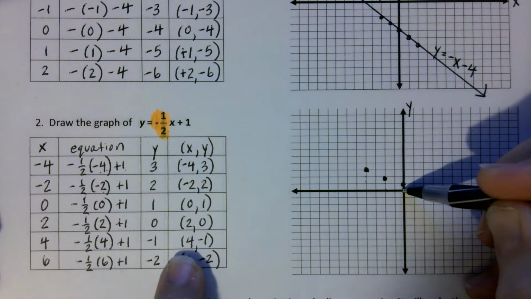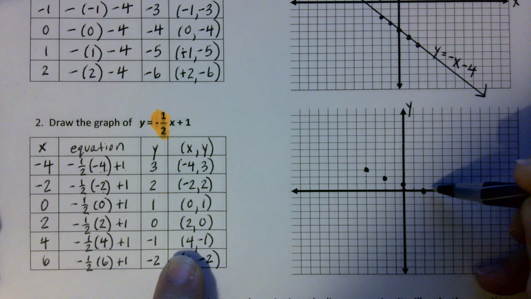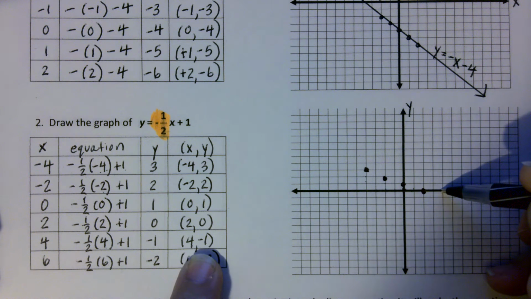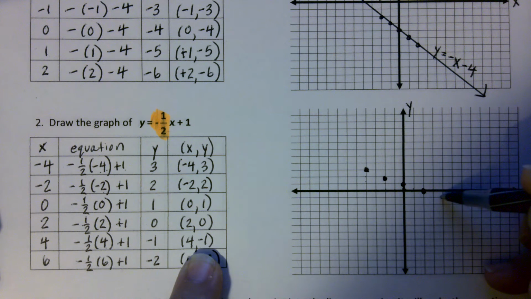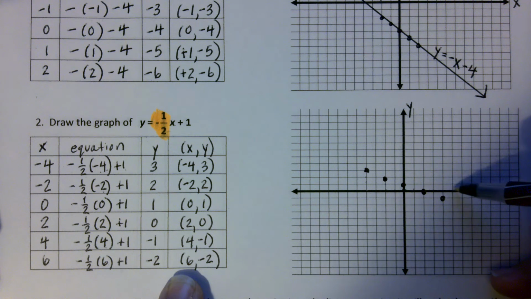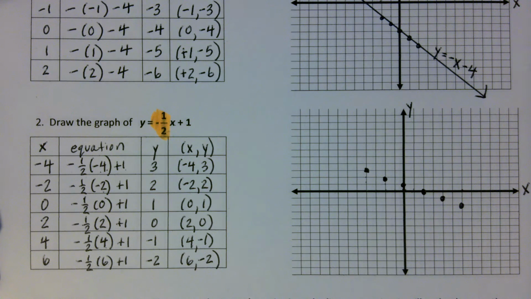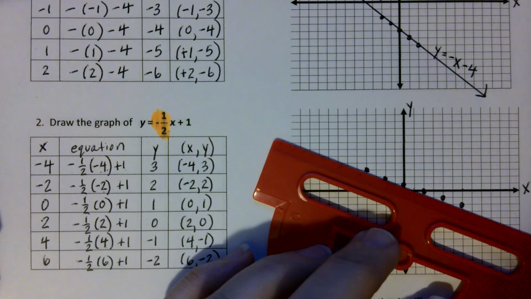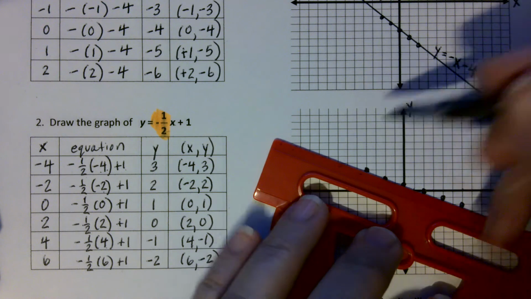Start at the origin again. When x is 4, I go 4 to the right. And when y is -1, I go 1 down. And then finally, 6, -2. 6 to the right and 2 down. I notice that they make a straight line, which is what they should. So I'm going to connect that with my straight edge or ruler.